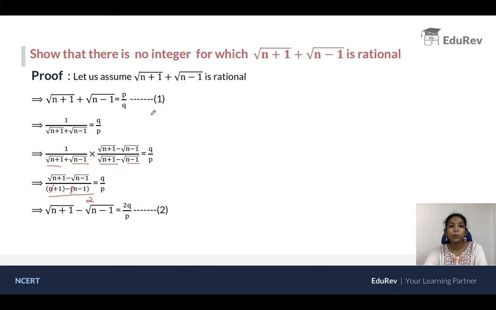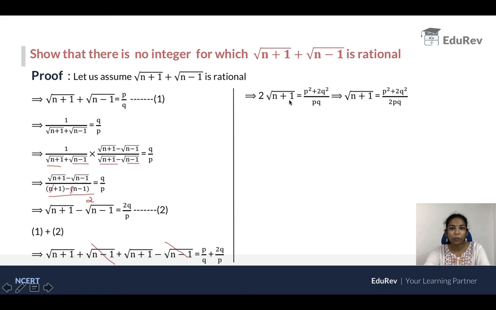Look at these two statements, 1 and 2. I am going to add both of them. What will happen? Root n plus 1 plus root n minus 1 plus root n plus 1 minus root n minus 1 should be equal to the RHS part, that is p by q plus 2q by p. Here which terms get cancelled? The root n minus 1 term gets cancelled. So what you are going to get? 2 times root of n plus 1 is equal to, if I take LCM, p square plus 2q square by pq. So what will be root n plus 1? p square plus 2q square by 2pq, because this 2 I have brought to the other side.